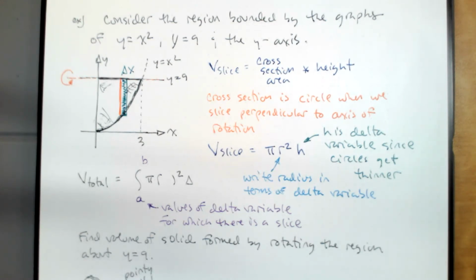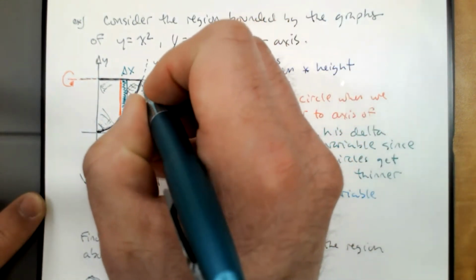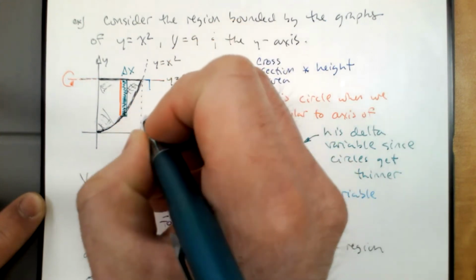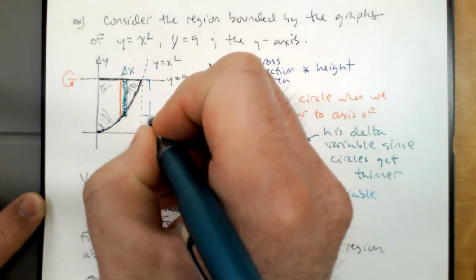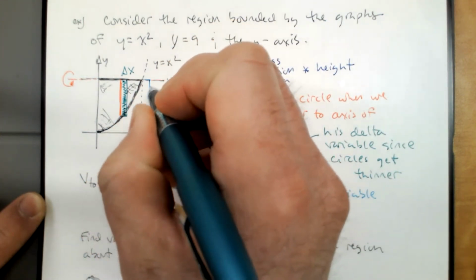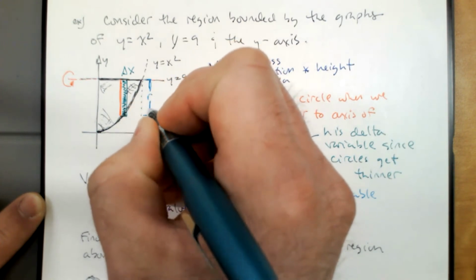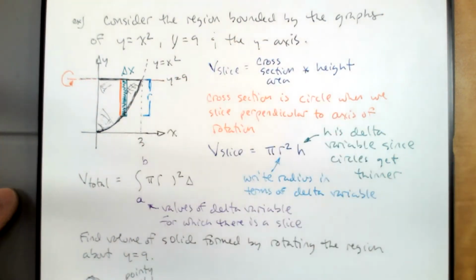The volume of the slice is pi r squared times h, pi r squared being the cross section. So we have to go in here and identify what the radius is. The radius is always measured from the axis of rotation to the other end of the slice. So there is where we will have the radius. Now I need to write the radius in terms of the delta variable.